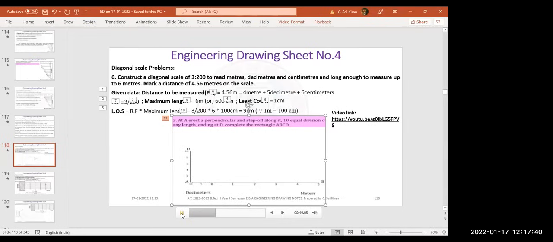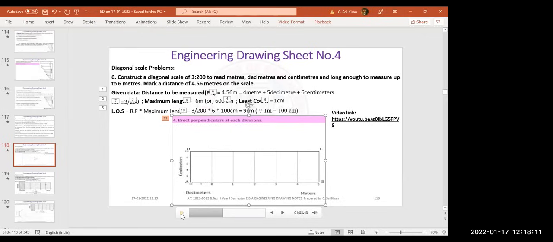Then divide AD into 10 equal parts, 0 to 10, and join it to make a rectangle. After creating the rectangle, you have to write centimeters here. This is the main unit, subunit, and sub of subunit. Then draw the vertical line from each division: 0 to vertical line, 1, 2, 3, 4, 5.